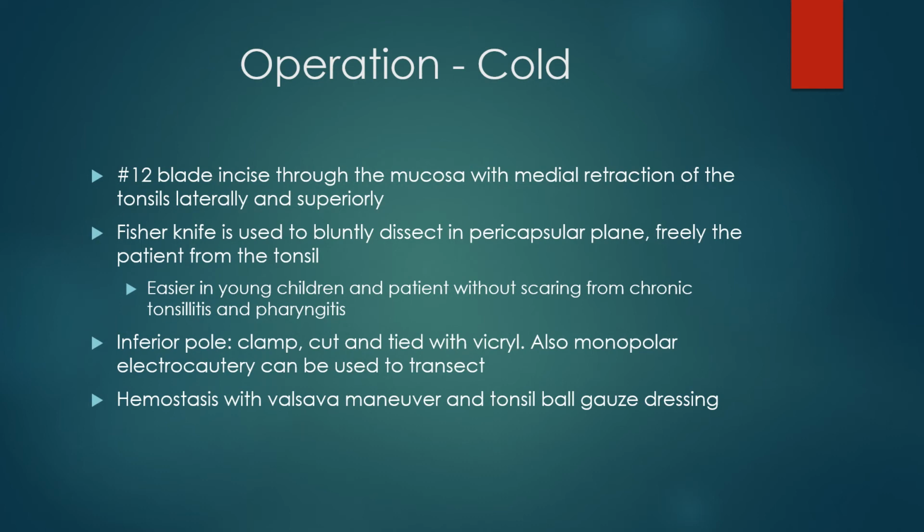Once we get down to the inferior pole, we need to be very careful to make sure that we secure the vasculature located here, either through clamping, cutting, and tying it with a suture, or we want to switch over to monopolar electrocautery to control bleeding. Finally, for hemostasis after the procedure, we want to use a combination of Valsalva and also pressure with tonsil gauze dressing applied to make sure that the field is blood-free in order for safe extubation.